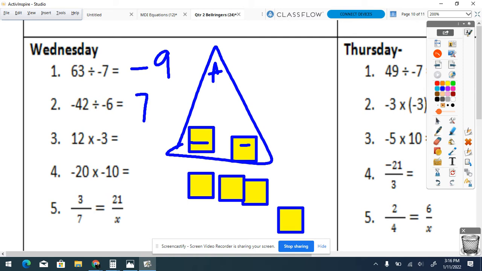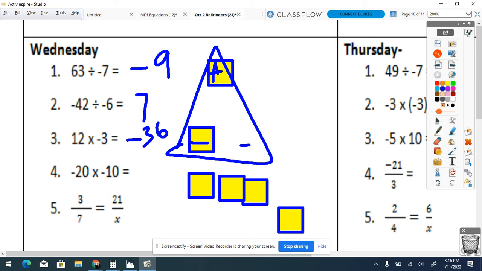All right, let's look at 3. I have a positive and a negative, so I cover up positive and negative. I'm left with a negative, so my answer is negative. And 12 times 3, well, 12 times 3 is 36, so my answer is negative 36.